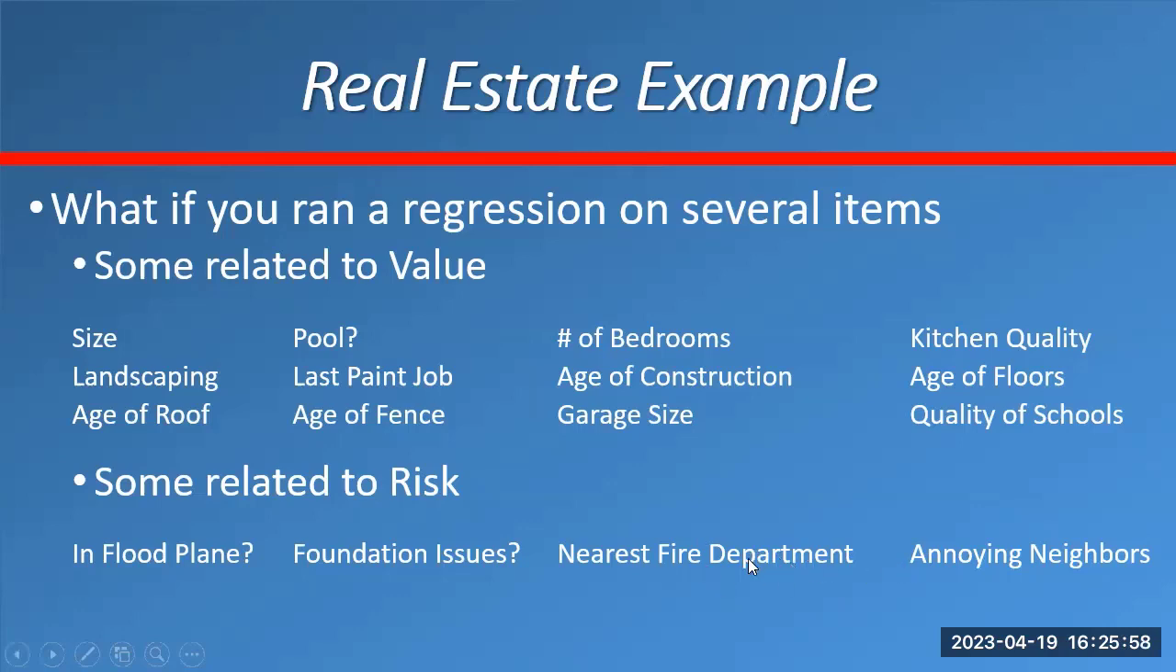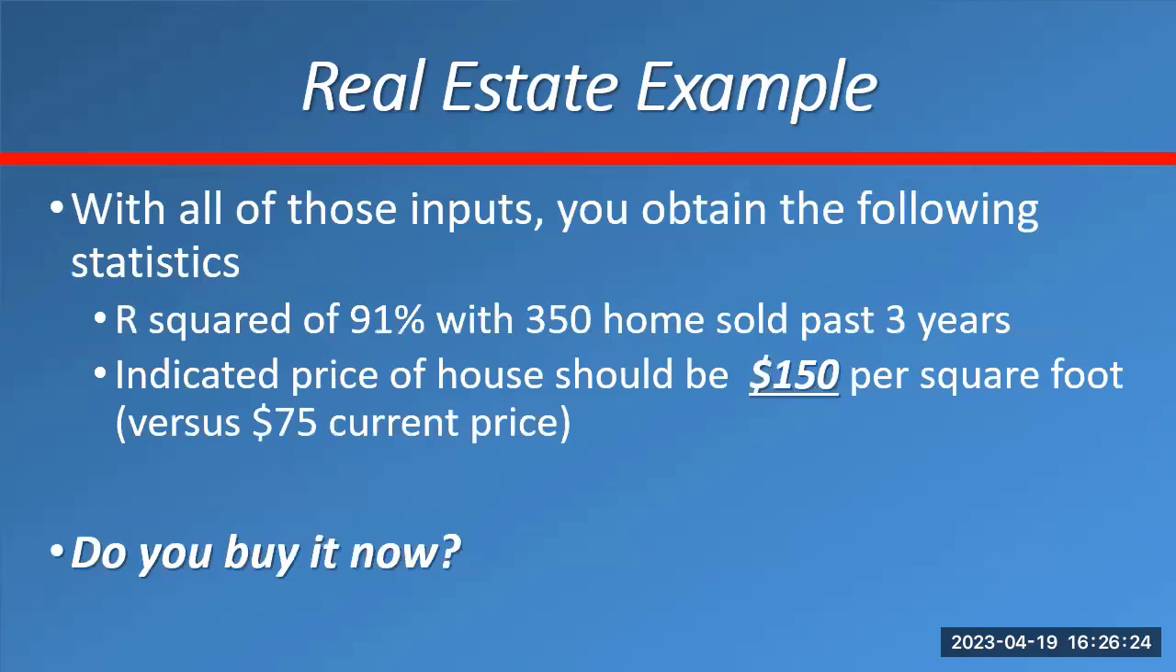How close is the fire department, annoying neighbors? I don't know what else you can put in houses. If I was in California, I'd probably be worried about is the land sliding into the ocean? Where are the earthquake faults? Is there a floodplain? That's probably pretty important. Those are the kind of things you would ask for. It's a lot easier to get risk when we're talking about a stock than it is on real estate, but you still ask that question. And let's say we put all those inputs together and we can get a 91% R squared looking at 350 houses that have been sold.